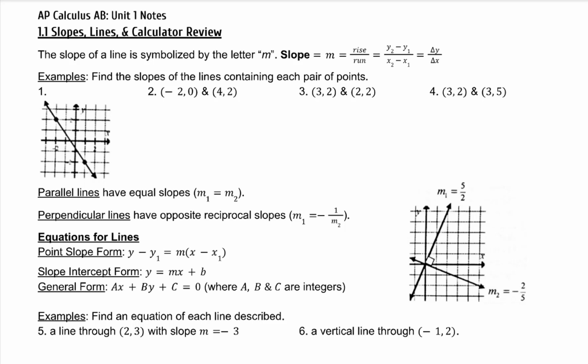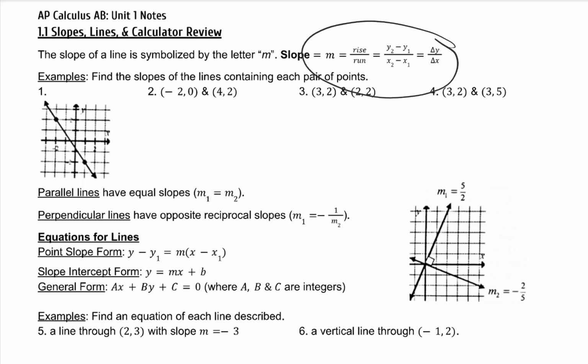Welcome to your first lesson in AP Calculus. Guess what? We're going to do some Algebra 1 review. So, the very first thing we're going to talk about is slope. Slope is described as rise over run, y2 minus y1 over x2 minus x1, and delta y over delta x.